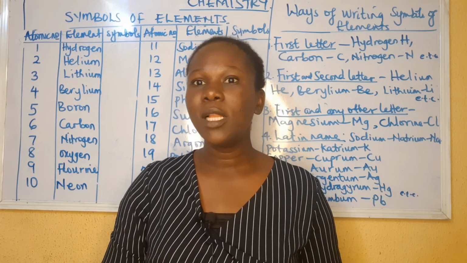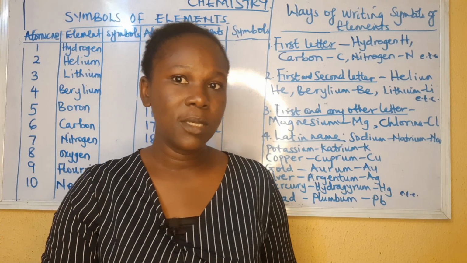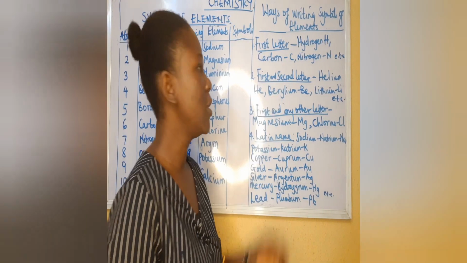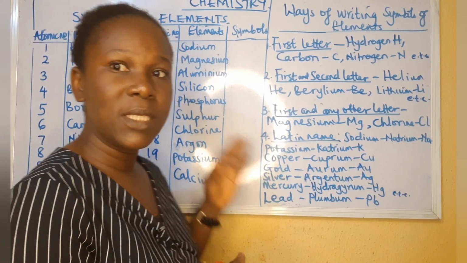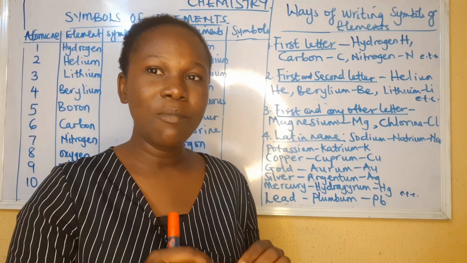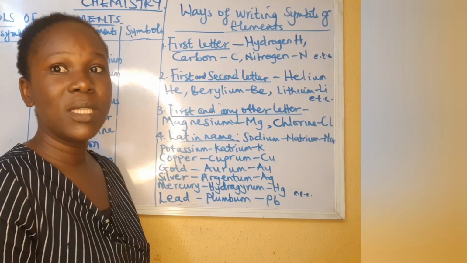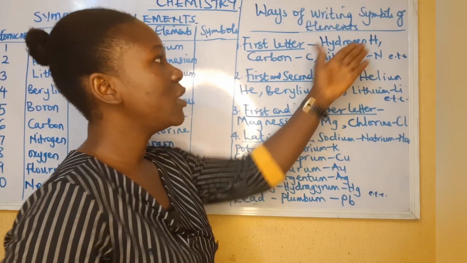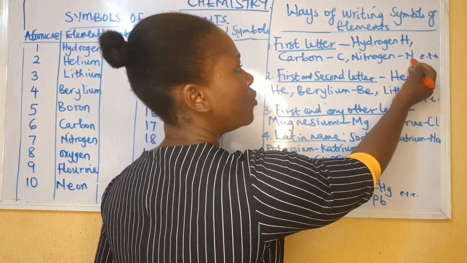And according to Berzelius in 1814, he devised 4 ways of writing symbols of elements. So we are going to learn that today. Now, the first way of writing symbols of elements is using the first letter of the element. So I'm going to be using the first 20 elements here as an example. If you are to write the first letter of that element's name, it must be in block form or capital letter. So let's look at an example here. A very good example of an element whose symbol can be written using the first letter of its name is hydrogen. We also have carbon, then nitrogen. They are written in capital form.